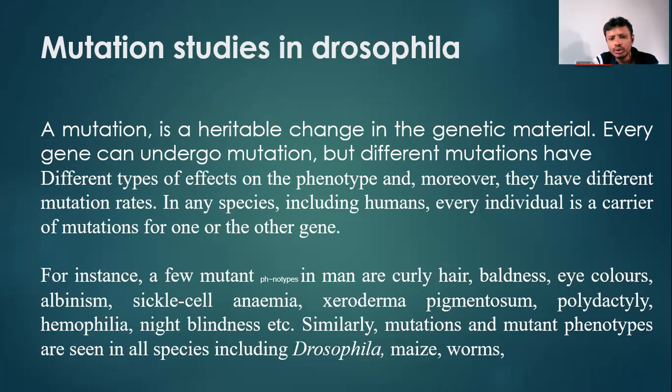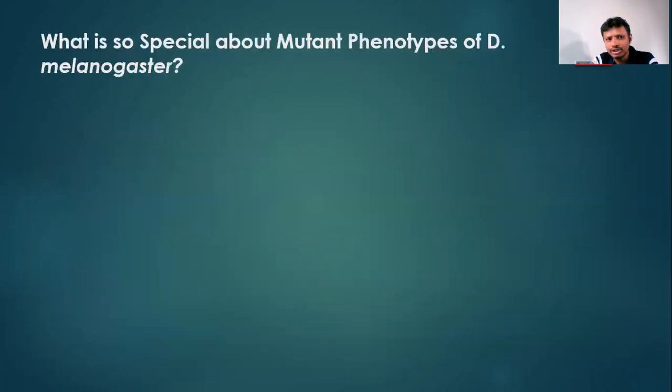So what we do is simulate those types of mutations in other organisms, see how exactly they behave there, and try to simulate that to human beings. That's why we use this one organism, Drosophila, for genetic studies relating to human beings. So what is so special about Drosophila?